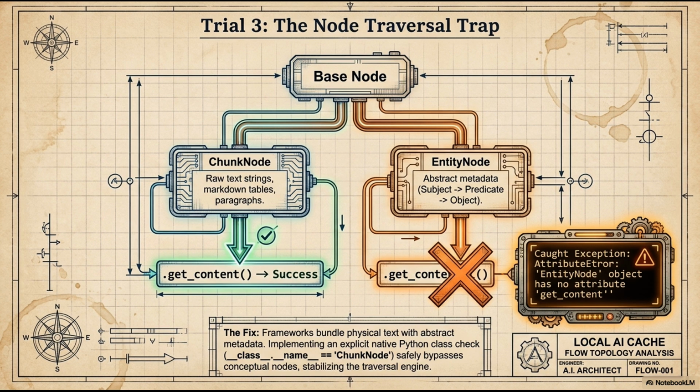The patch is a single line of brilliant Python. He updates the memory traversal block in the script to explicitly inspect the class instantiation of the object before interacting with it. He adds an if statement: if __class__.__name__ doesn't equal ChunkNode, continue. So he intercepts the loop. The script looks at the metadata of the Python object itself, and if it identifies it as an entity node, it just skips to the next iteration.